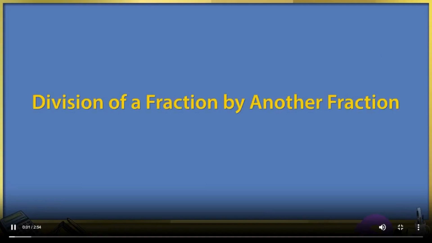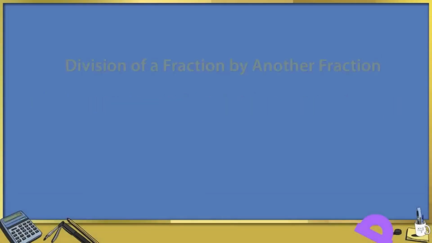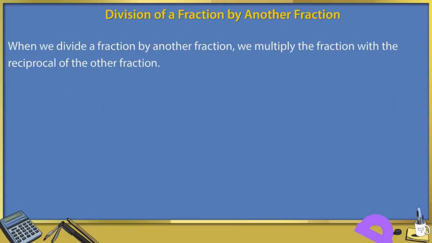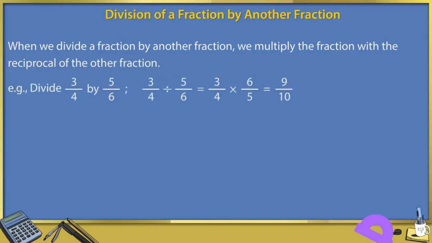Division of a fraction by another fraction. When we divide a fraction by another fraction, we multiply the fraction with the reciprocal of the other fraction. Example, divide 3 by 4 by 5 by 6. 3 by 4 divided by 5 by 6 is equal to 3 by 4 into 6 by 5, which is equal to 9 by 10.